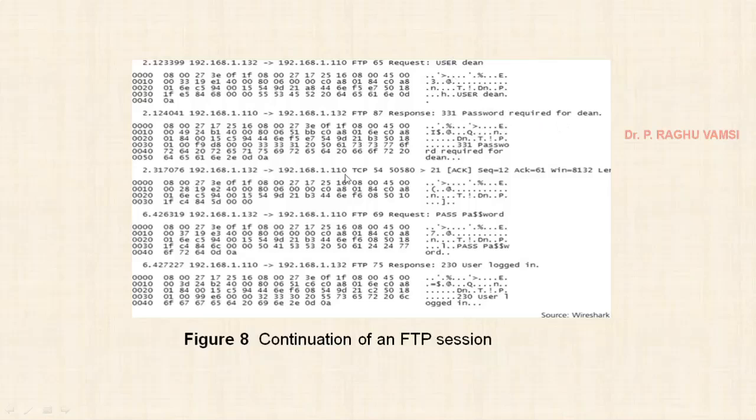Then from 132 to 110, the acknowledgement has been sent. That means, okay, I have received your request. Then from 132 to 110, the password has been sent. Now if this password is not encrypted, you can easily trace it via Wireshark. If the password is encrypted, then you will get the encrypted information, where the encryption format is MD5 or SHA1, this kind of thing will come.